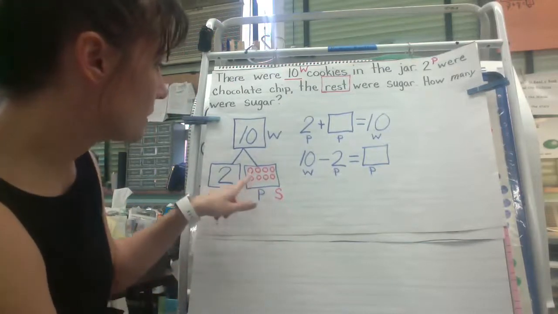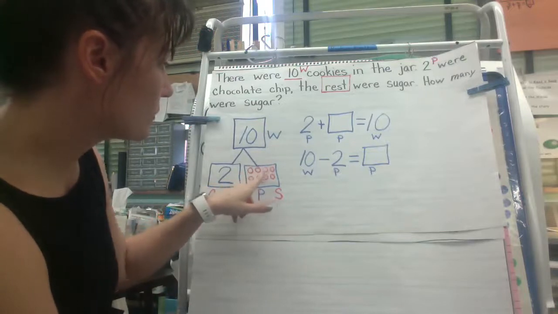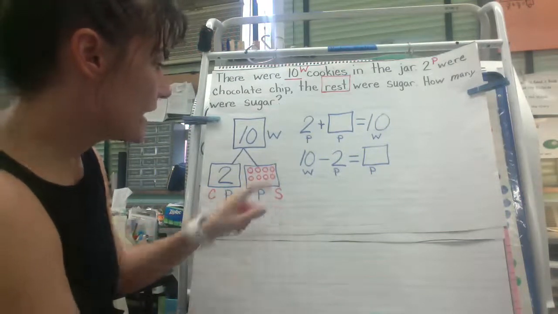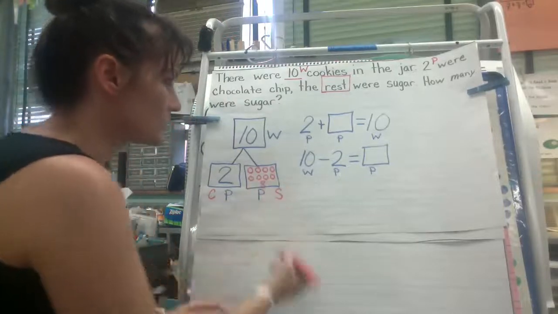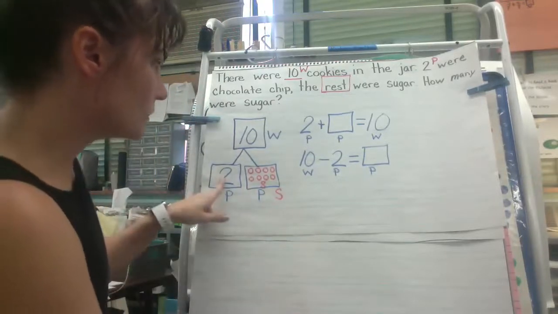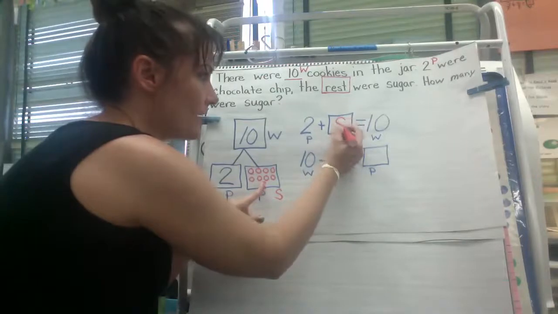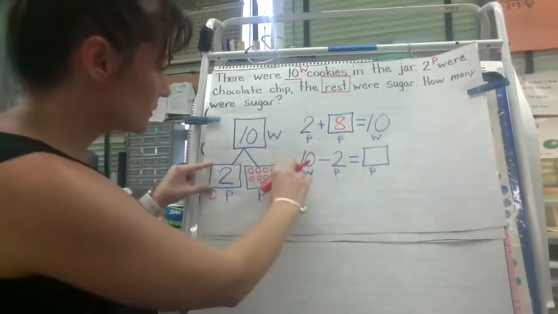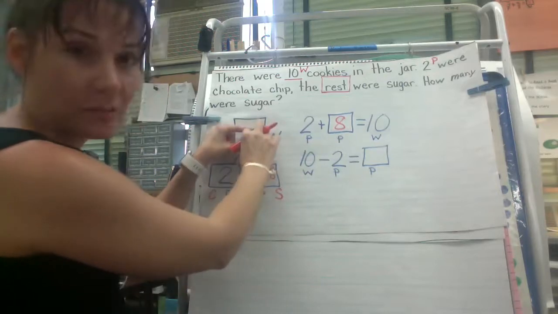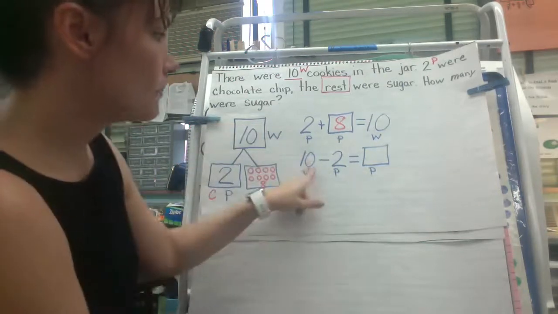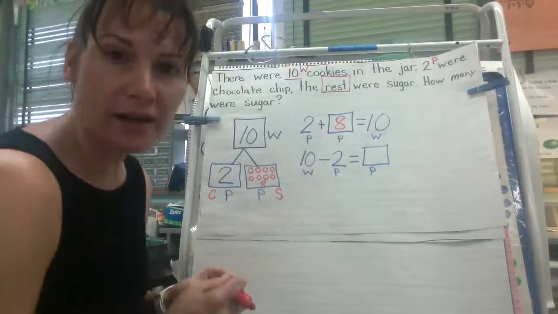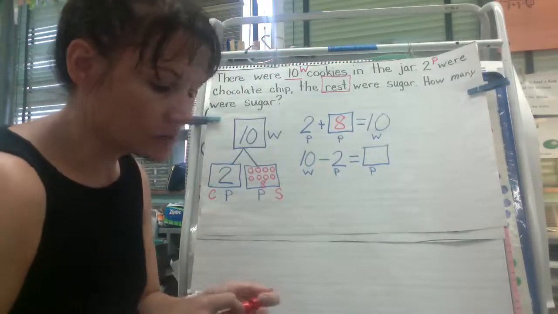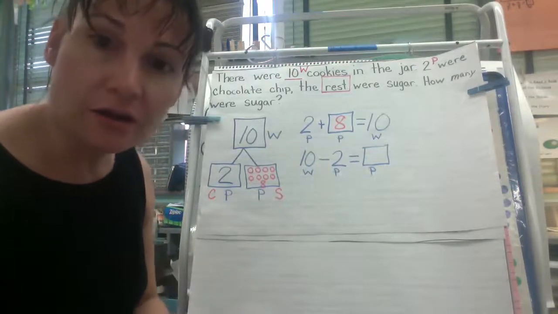Let's count. 1, 2, 3, 4, 5, 6, 7, 8. So I know that 2 plus 8 equals 10. My two parts go together to make my whole. But I can also think about my subtraction. I'm going to show that on a number line.